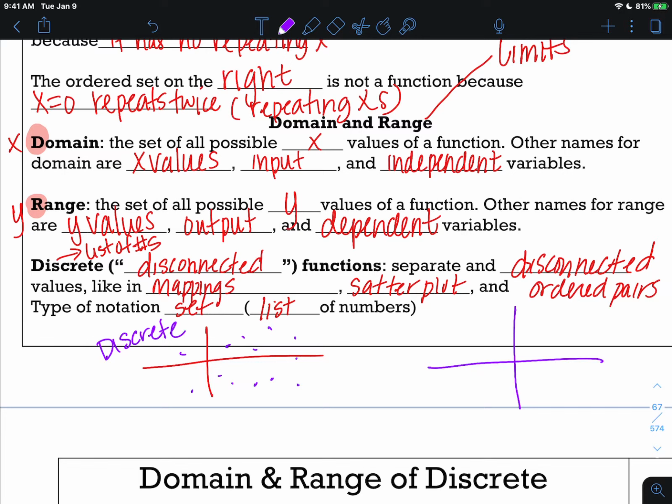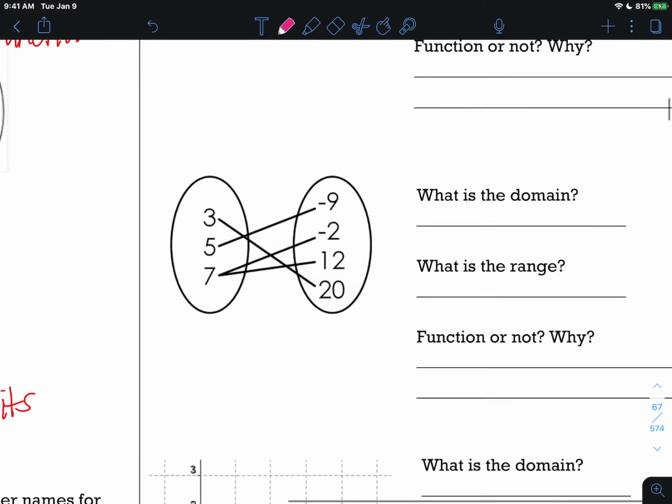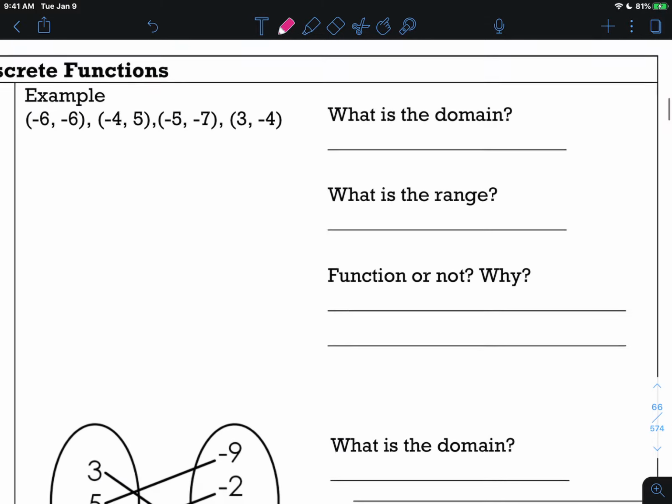Now, the opposite of that, or I guess the different form, is called continuous. That means, doesn't matter what it looks like, but every single one of those dots is connected, okay? So, discrete means I have to pick my pencil up, put dots everywhere. Continuous means I don't have to pick my pencil up and I can just keep going. All right, let's look at a couple more examples.